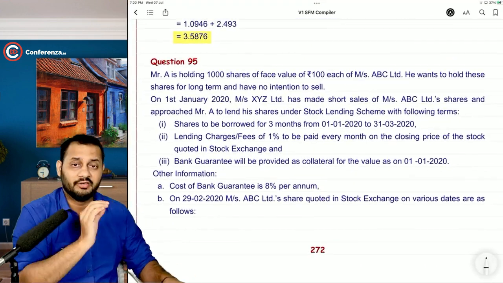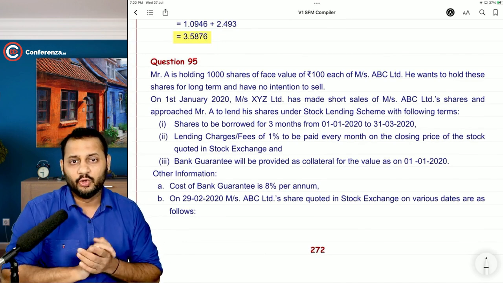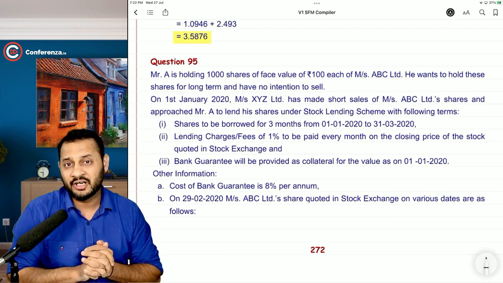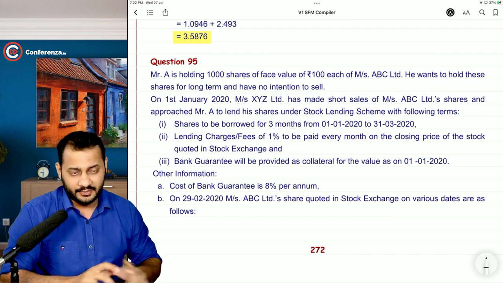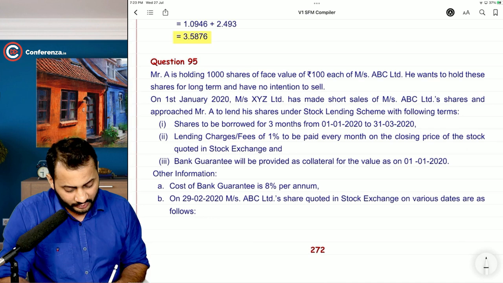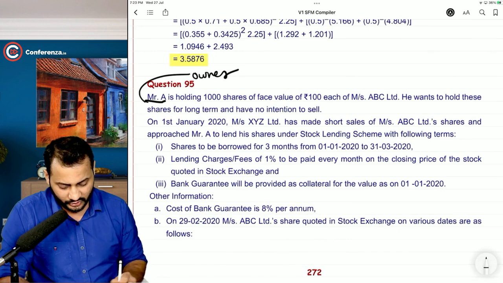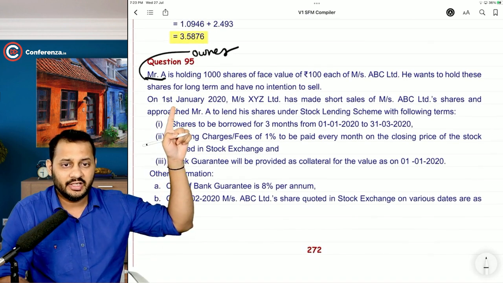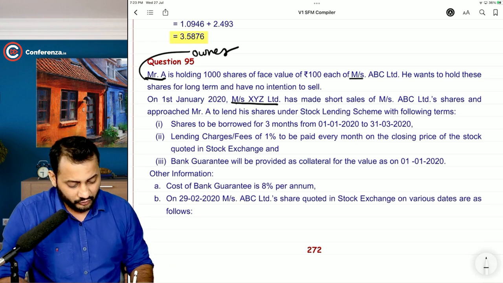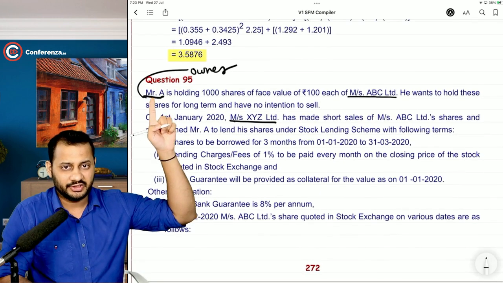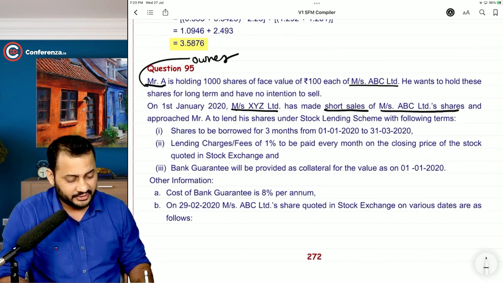Nothing is difficult or formula based in this question. So have a look. Mr. A is holding 1000 shares of face value of rupees 100 each of Messrs ABC Limited. He wants to hold these shares for long term and has no intention to sell. This is the owner of the stock. Now on January 1st, 2020, Messrs XYZ Limited, this is the third party, has made a short sale of Messrs ABC Limited shares.